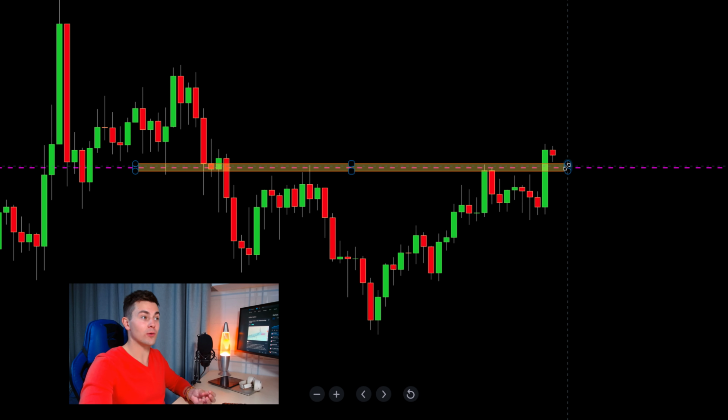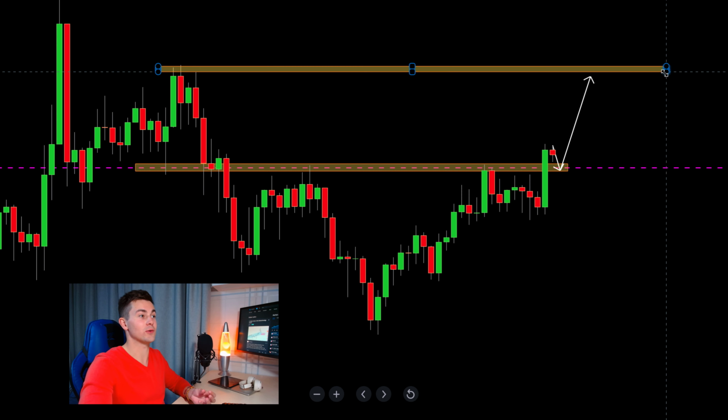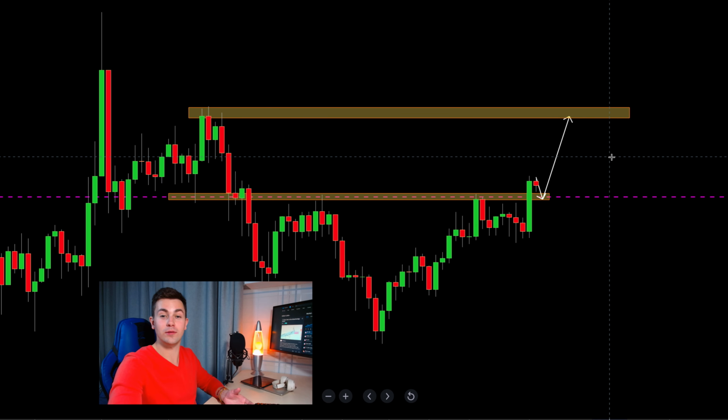And of course our buy zone right now is this level. Once the price reaches that level, we will buy, and we will expect a bullish continuation to the next structure resistance. That is how we identify the buy zone.